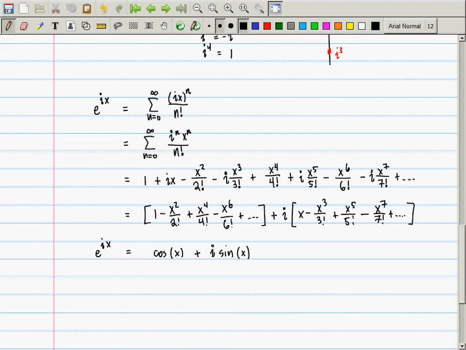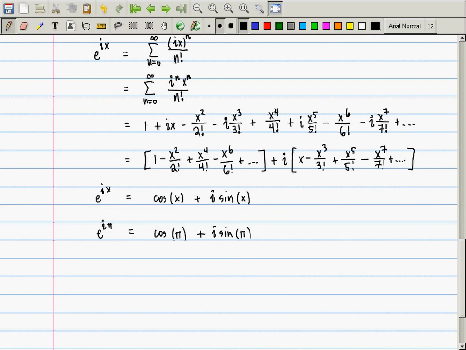So finally, now that we have this formula, I'd like to ask you to evaluate the following: e to the i multiplied by pi. What if I plug in x is pi? That would be the cosine of pi plus i times the sine of pi. The cosine of pi is what? Negative 1. And then what is the sine of pi? 0.